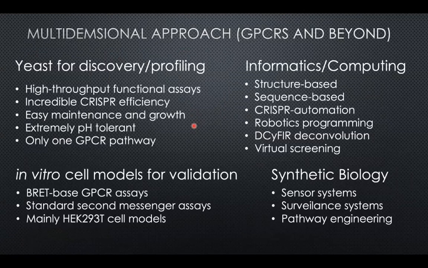In the lab, we use a multidimensional approach for GPCRs and beyond. We use yeast for discovery and for profiling of GPCR ligand interactions. We use in vitro cell models for validation of our yeast discoveries. Typically, we use HEK293 T cells and BRET-based GPCR assays. We also do a lot of informatics and computing and synthetic biology. Together, these approaches form the backbone of much of the profiling assays we develop.